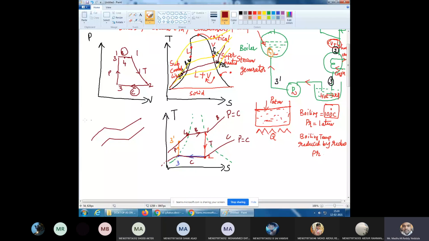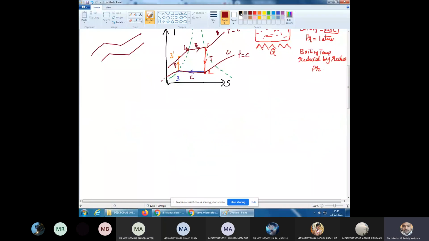Now we'll derive the efficiency of the Rankine cycle. The efficiency of Rankine is equal to net work by heat input, work done by heat supplied, heat added. So what is net work? Turbine work minus pump work, yes or no? By heat addition.